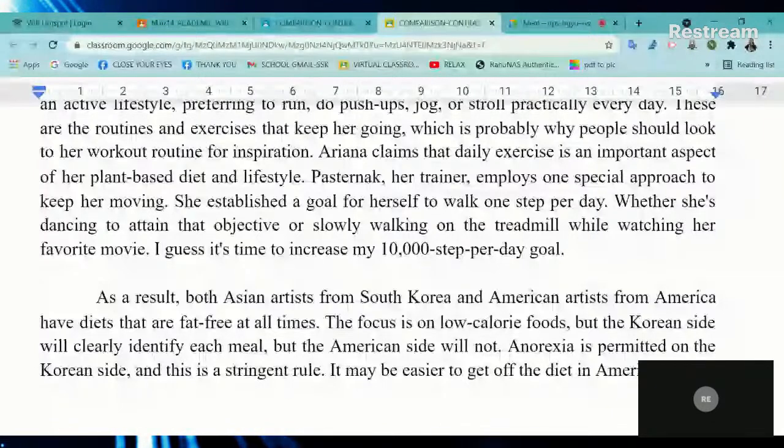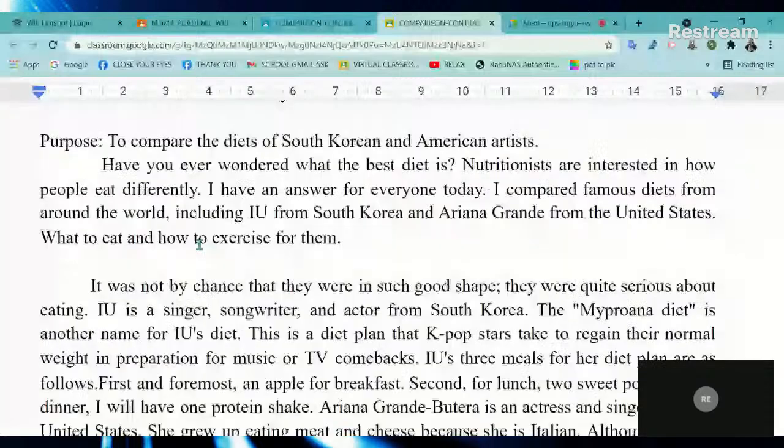Style, content: famous IU and Ariana. Okay. And then what's your point of comparison? What to eat and how to exercise. Okay. I'd like you to put these two sentences into one. I compared famous diets from around the world, including IU and Ariana, in terms of what to eat and how to exercise for them. Okay, so you combine these two. Okay, right, very good.